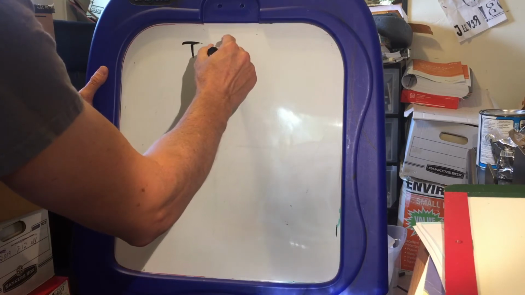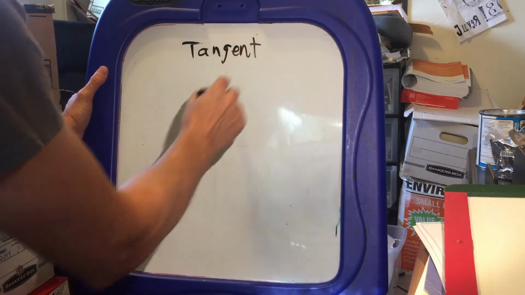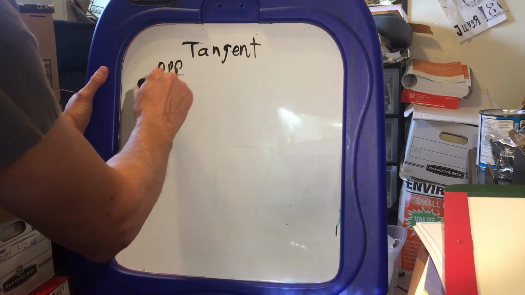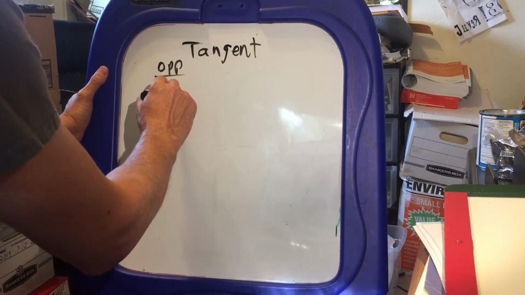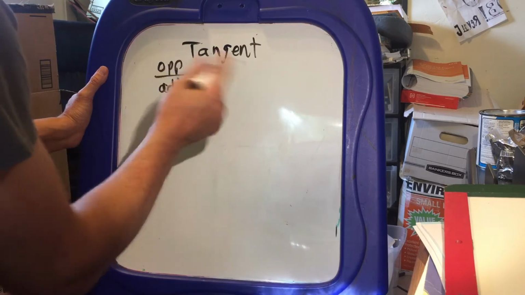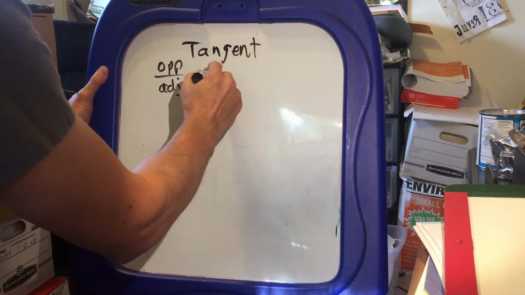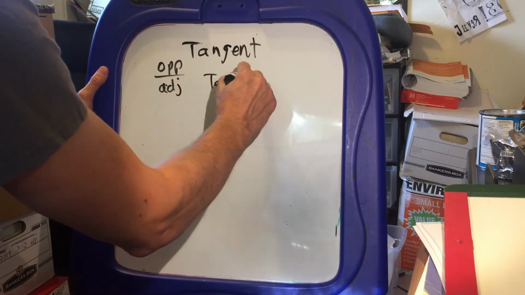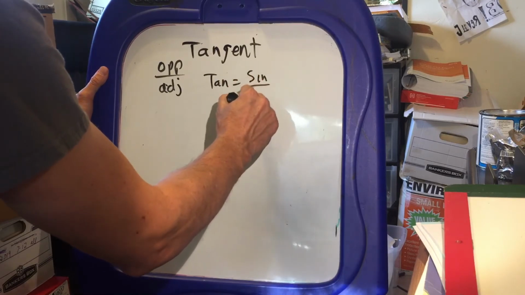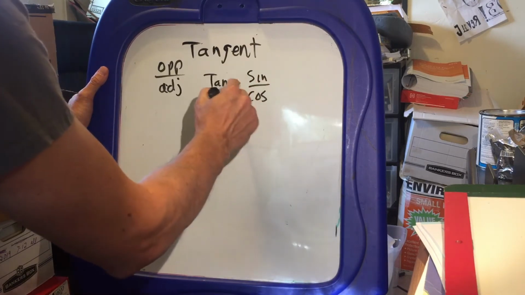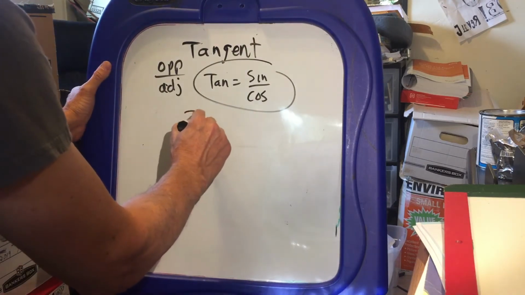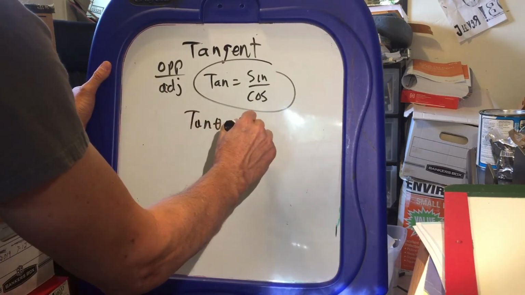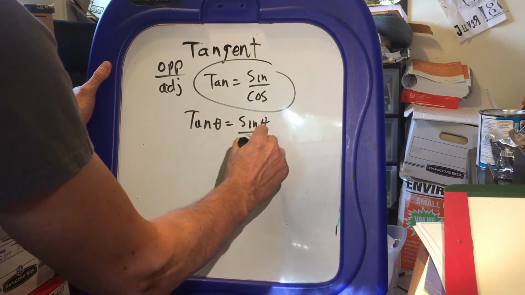I'm teaching. Okay? Tangent is opposite over adjacent. Right? Okay, well that's great. But we also know that tangent equals the sine of an angle over the cosine of an angle. This is called an identity. Tangent of theta equals the sine of theta over the cosine of theta.